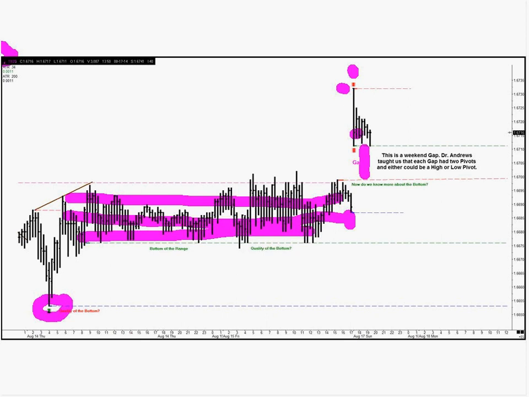Now, Dr. Andrews taught us that each gap had two pivots and either could be used as a high or a low pivot. So this could be a swing low or a swing high. This could be a swing high or swing low. Or if you count the gap as moving from here, this could be the swing high, swing low. It's up to you. There's a bit of art here.